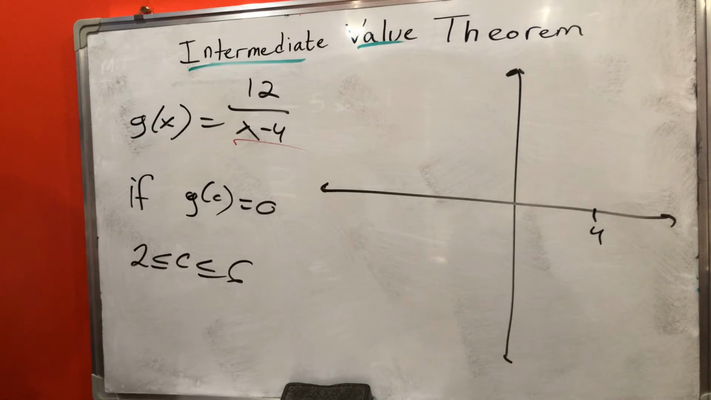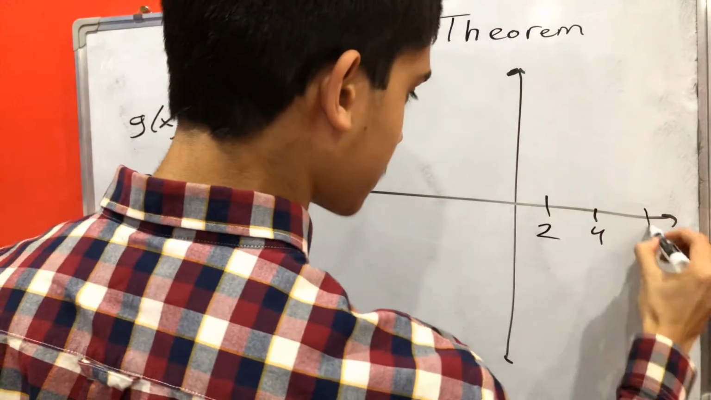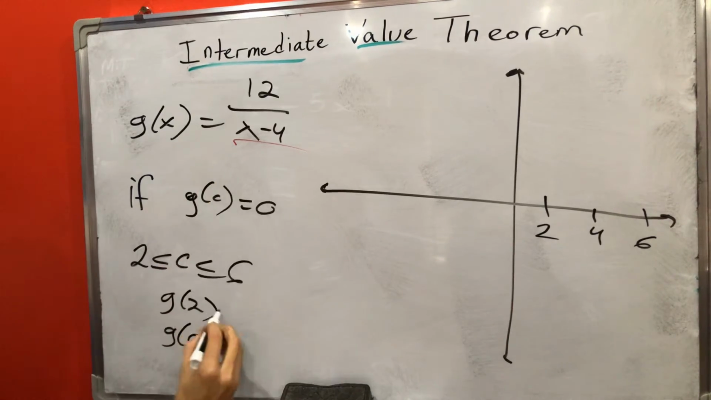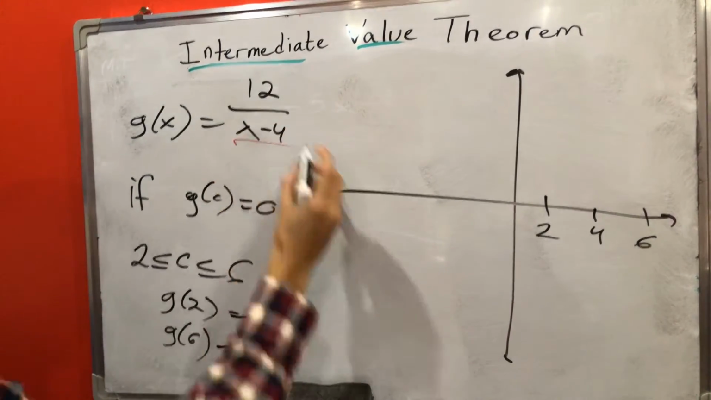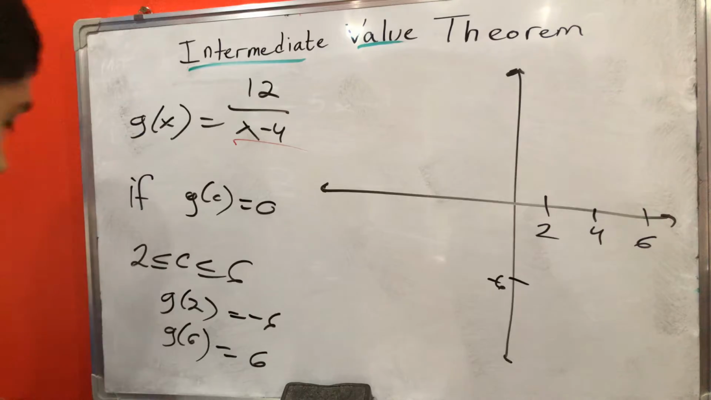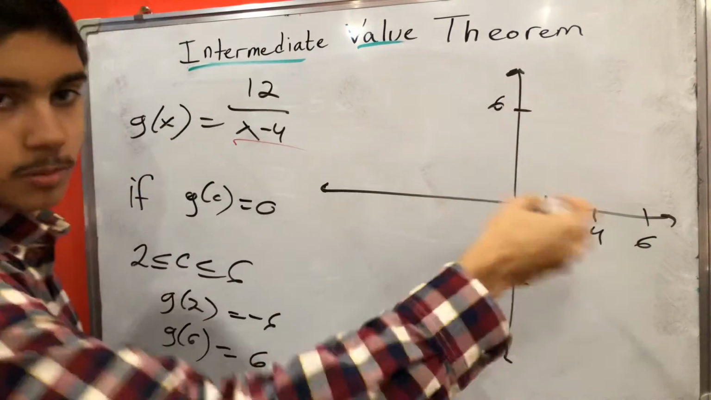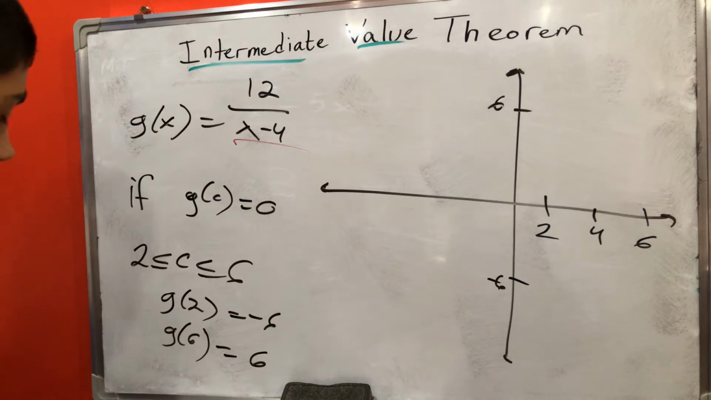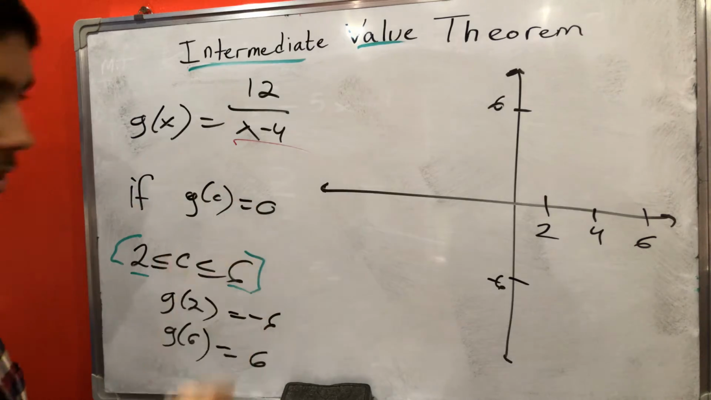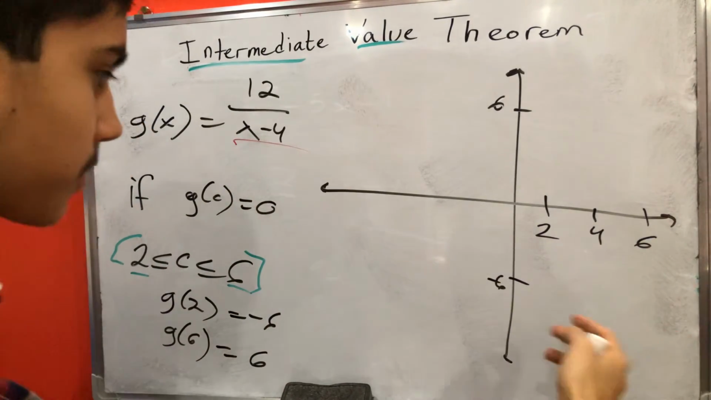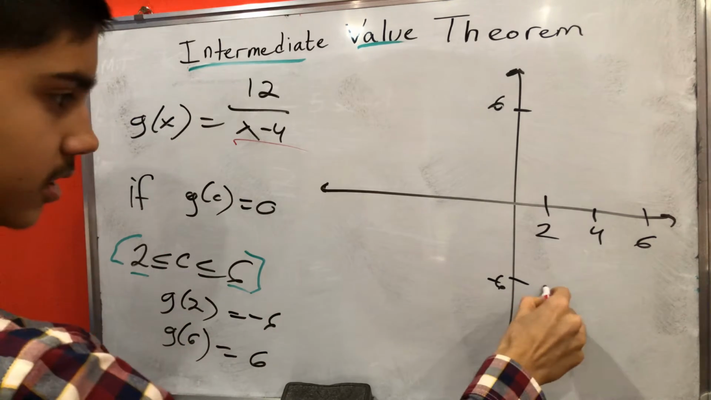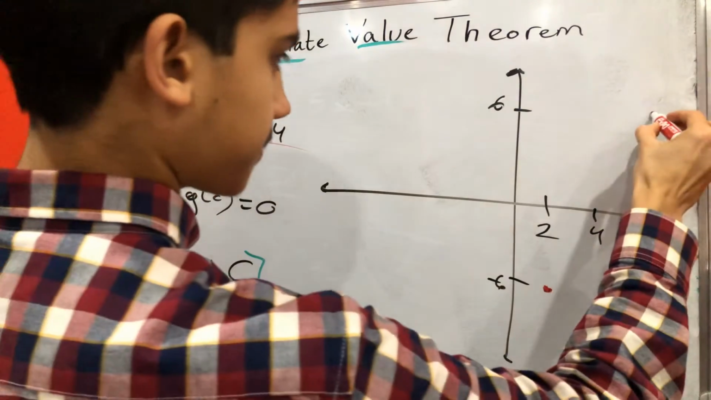We're first going to always graph the intervals they gave us. So we're going to see 2 and 6. G of 2 will give us negative 6. G of 6 will give us 6. We will see negative 6 is right here, and g of 6 is 6. We're always going to want to graph the bounds they gave us, because these are the only values we're working with. So 2 corresponds to negative 6, and 6 corresponds to 6.